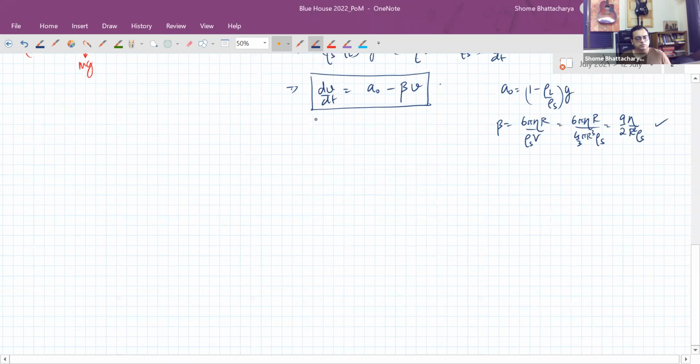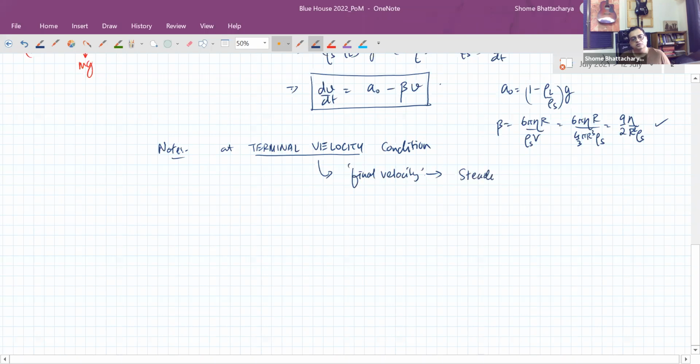All right, so now let's proceed from this. The first thing that we can see from here is that at terminal velocity condition, the term terminal velocity condition means that it's reached the final velocity. That means the velocity is not changing anymore. So it's reached a sort of steady state when the velocity, which is the terminal velocity, has become uniform. Okay, and the acceleration has become zero. So this is the terminal velocity condition.